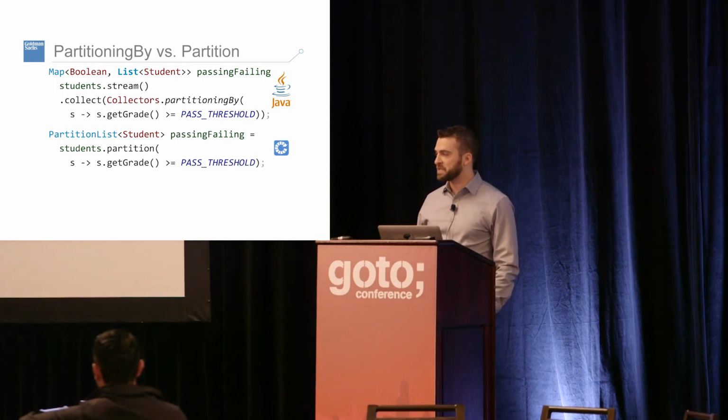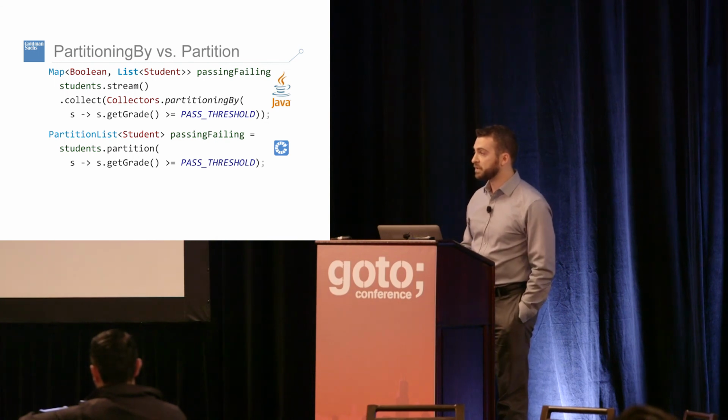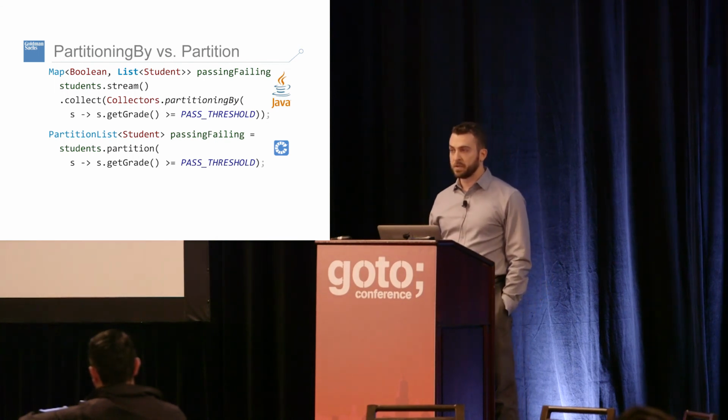It doesn't matter if I started with a set of students. After calling stream, I'm going to get back a map of lists. Again, for JS collections, we have specific covariant return types. So in this case, students was a list.